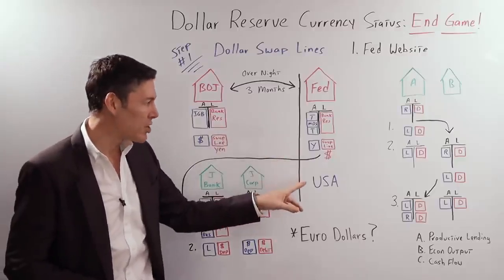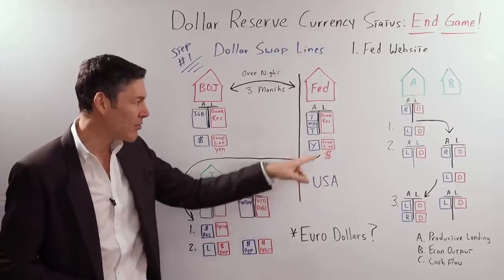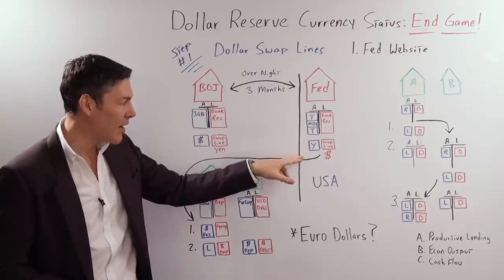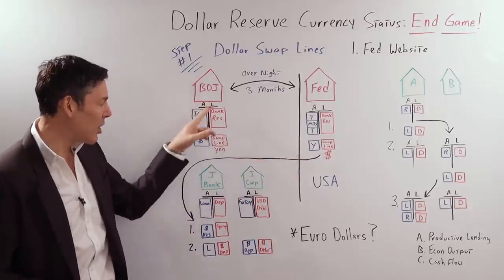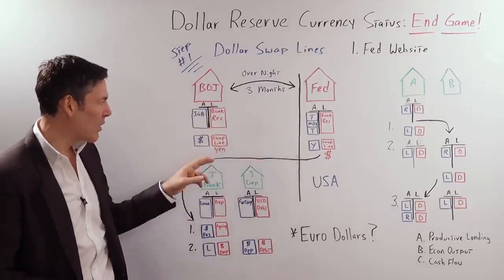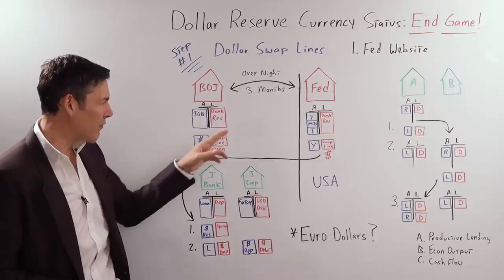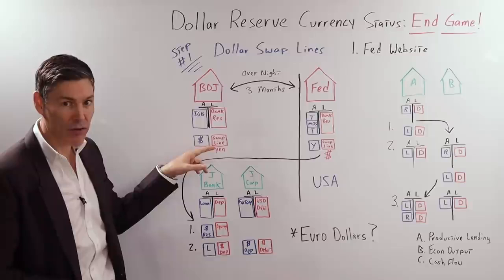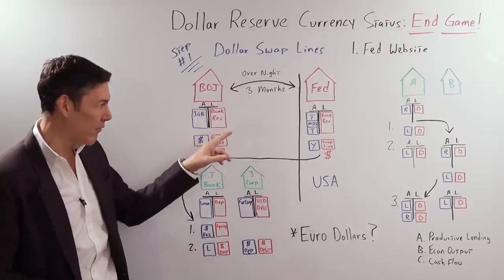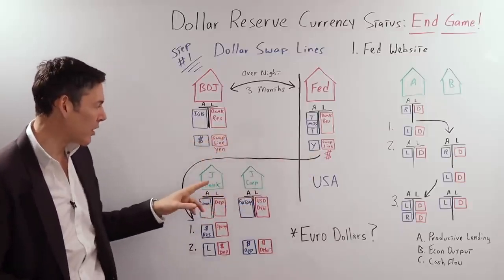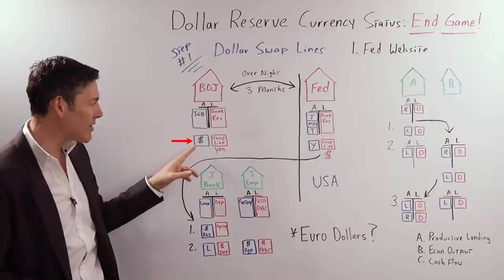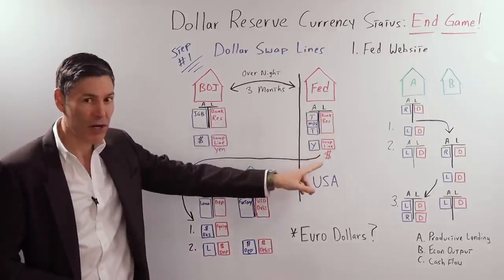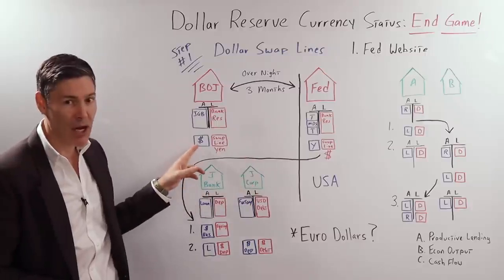So the Fed's balance sheet now on the liability side has dollars for the BOJ, and on the asset side, it has yen that the BOJ printed for the Fed. On the BOJ's balance sheet, the Fed has a yen swap line as a liability. Again, those are just yen they printed up for the Fed to match up with the swap line over here. And on the asset side, they have the swap line the Fed created for them denominated in dollars.